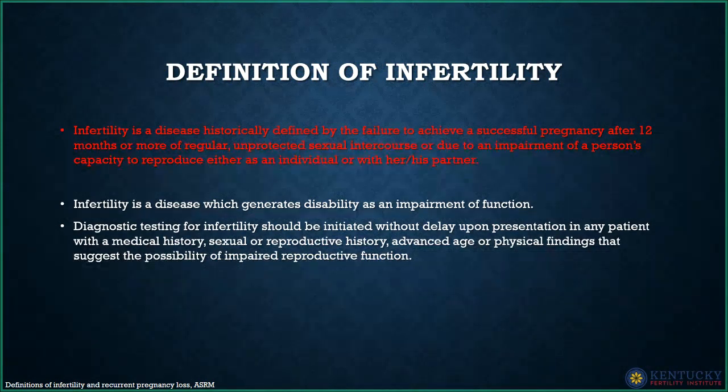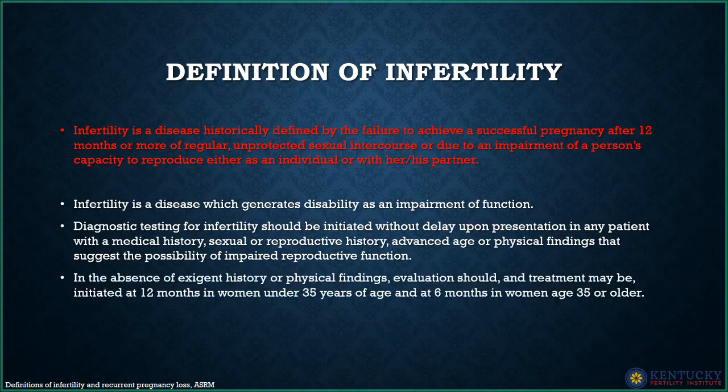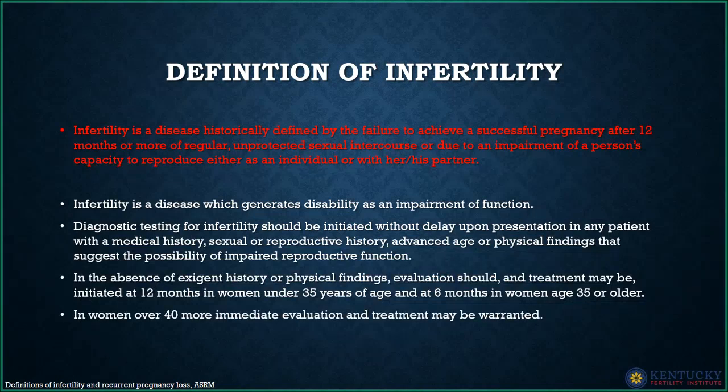ASRM recommends diagnostic testing be started right away for individuals or couples that have identifiable risk factors for infertility: patients with irregular cycles, risk for tubal disease, uterine factor, or male factor. The 12 months, 6 months timelines only apply to couples with an unremarkable medical history. Don't make a woman who doesn't have menstrual cycles wait 12 months to come see us. For a patient like that, workup should be started right away. But in the absence of historical findings, our classic definitions are to start a workup at 12 months when the woman is under age 35, 6 months for women over 35, and in women 40 or more, we generally would want to see those patients right away.